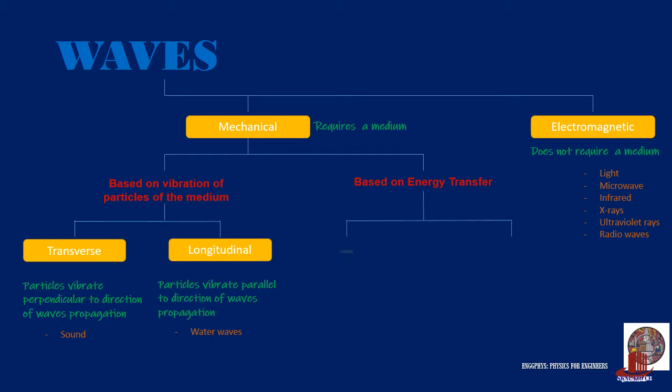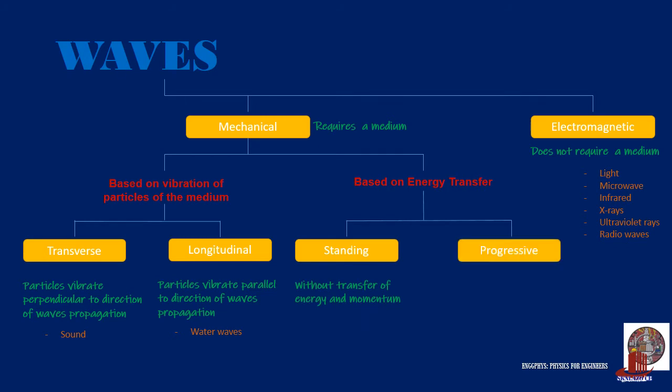Based on energy transfer, standing waves are those which do not transfer energy and momentum, and in contrast, progressive waves are those which do.